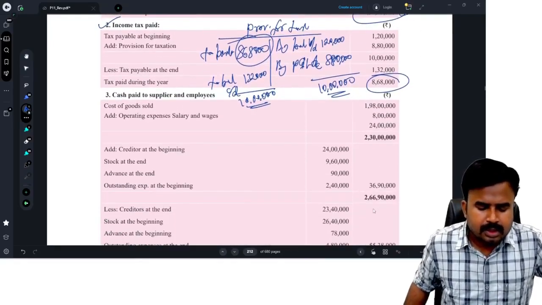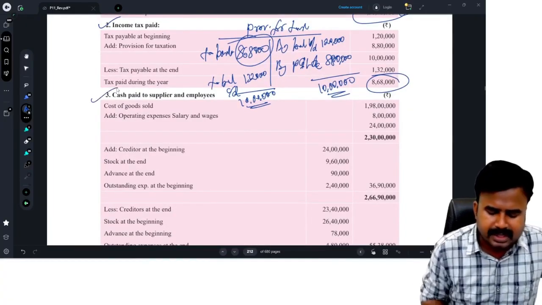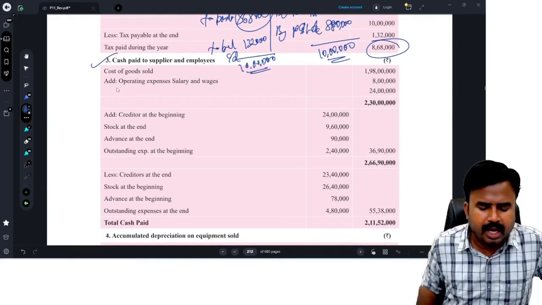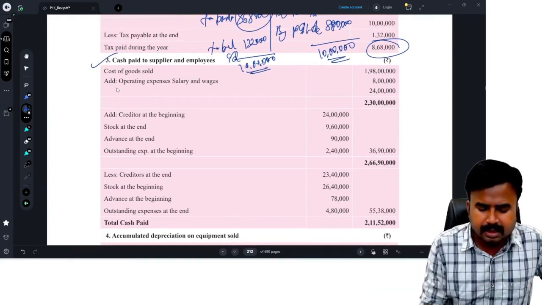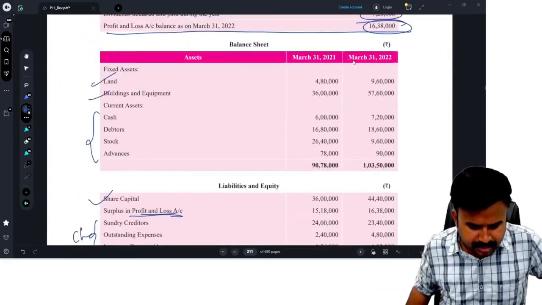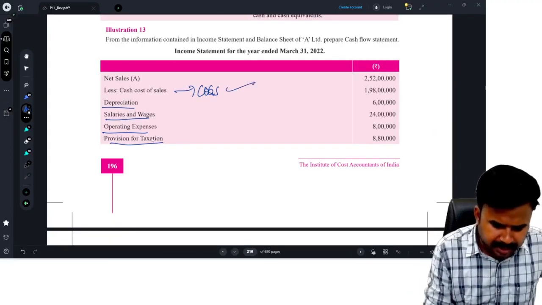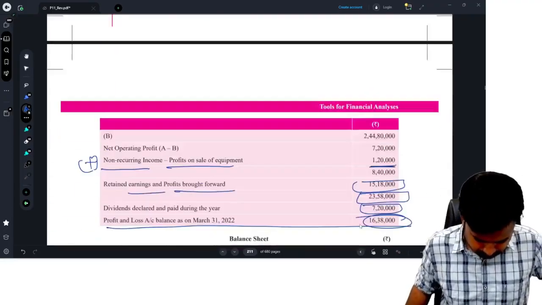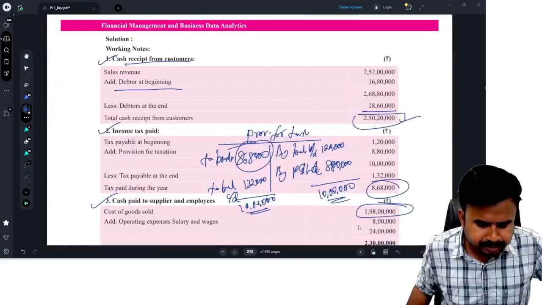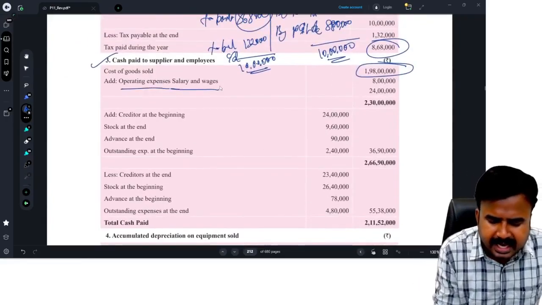Then the next working note is cash paid to suppliers and employees. This is a crucial statement. You should be very careful. First of all, I'm taking all expenses here. Cost of goods sold, the first item, 198 lakhs, which is taken from the income statement. I'm going to take operating expenses also along with salaries and wages. That's what I'm doing here.